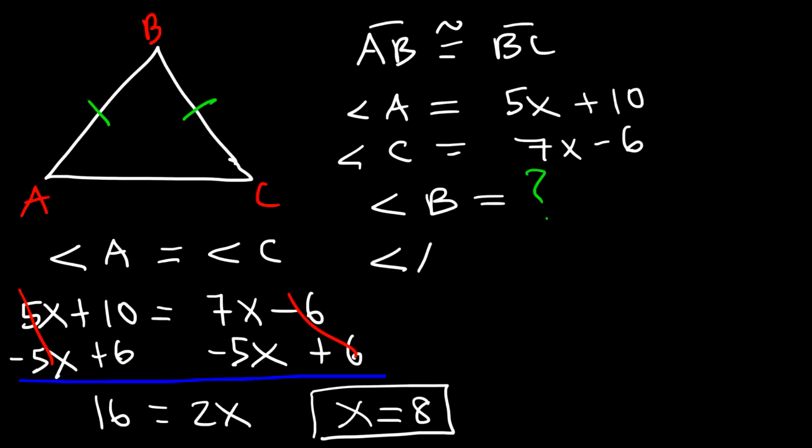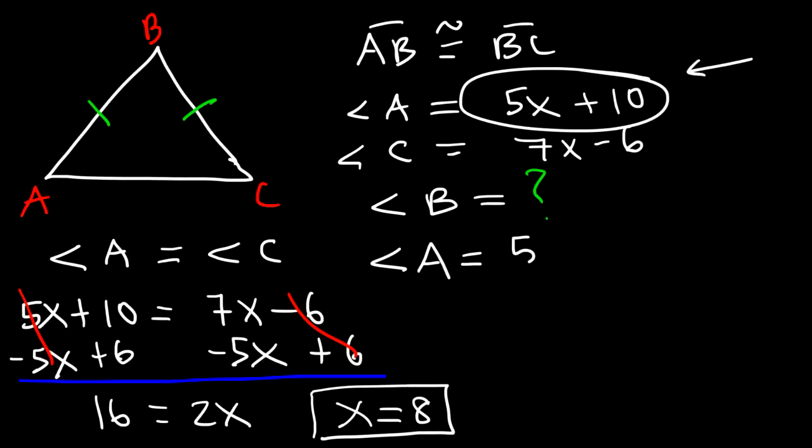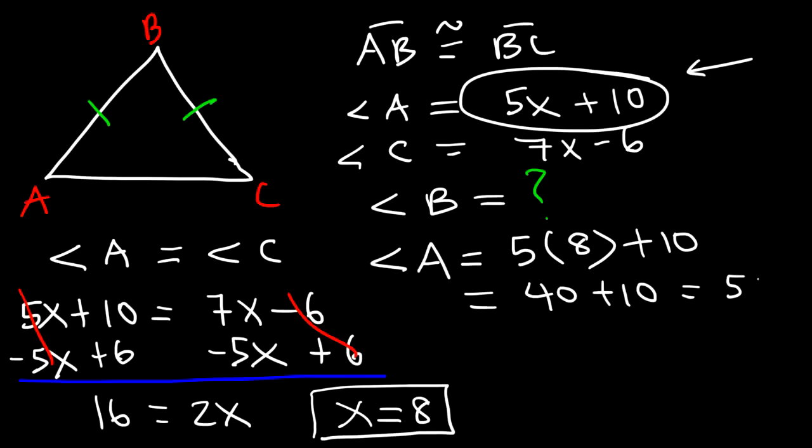So now let's calculate the measure of angle A. Angle A is 5x plus 10. So we need to plug in the x value into that expression. So let's replace x with 8, since it's equal to 8. 5 times 8 is 40, and 40 plus 10 is 50. So therefore, angle A is 50 degrees.